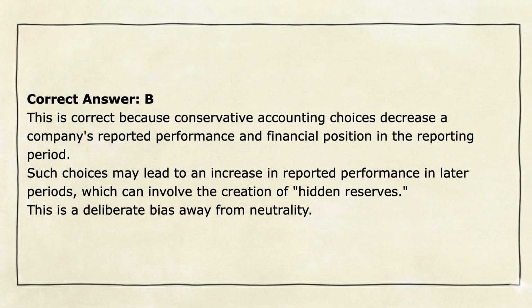Correct answer, B. This is accurate because conservative accounting methods can make a company's performance and financial health look worse in the current period. However, these methods might boost reported performance in the future, potentially by building up hidden reserves. This is a conscious effort to skew things in a certain direction, rather than being completely balanced.